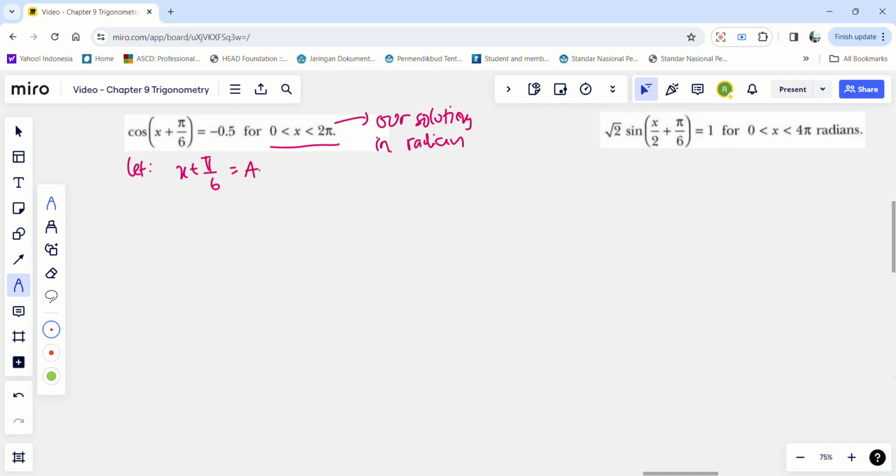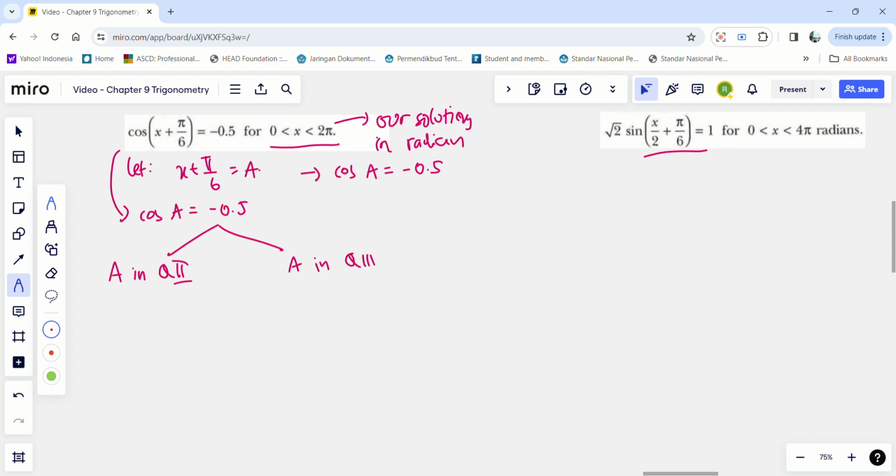Why? Because we are more used to solving such a question rather than one like x plus pi on 6, or let's say 2x. So I'd rather have it as cos A equals negative 0.5. Then we have two possibilities: in which quadrants is cosine negative? It's in quadrant 2 and quadrant 3.